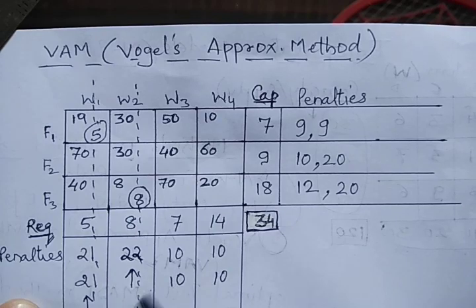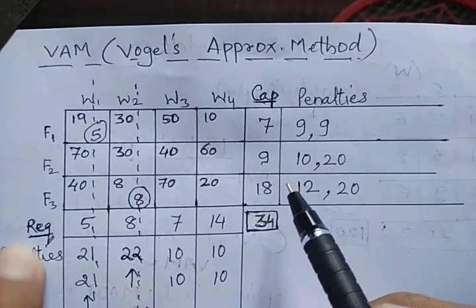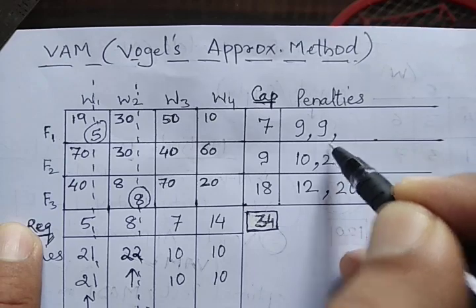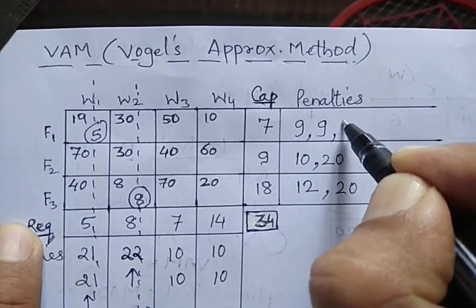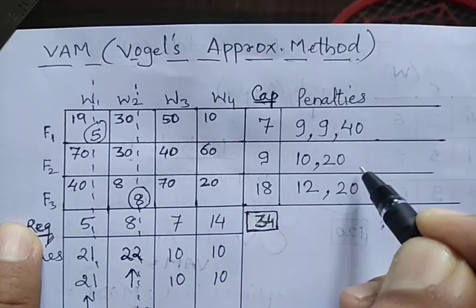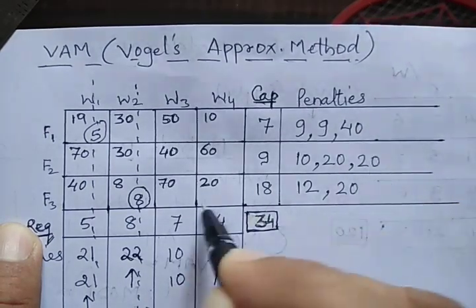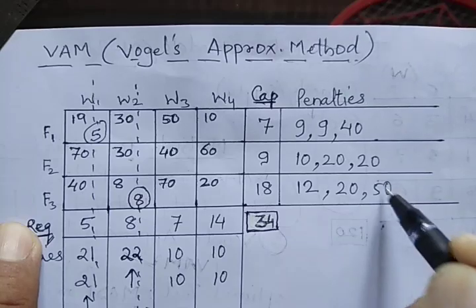Second deletion. Now the remaining matrix is this much. Once again find the penalty of each row and each column. So now smallest is 10, second smallest is 50. So penalty is 40. Here the penalty is 20.